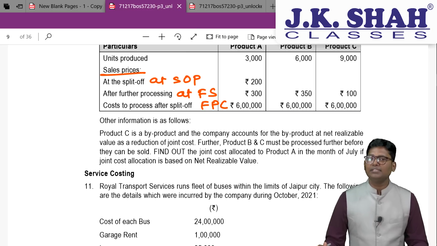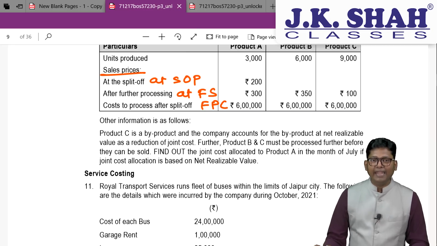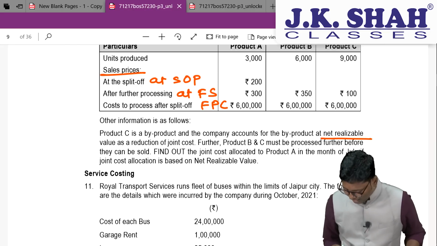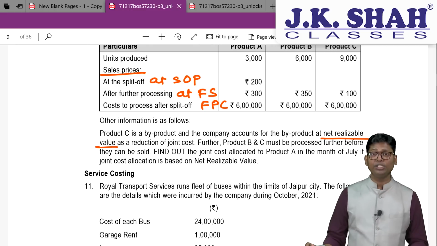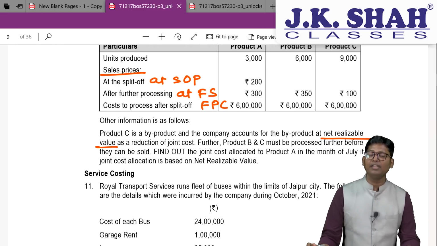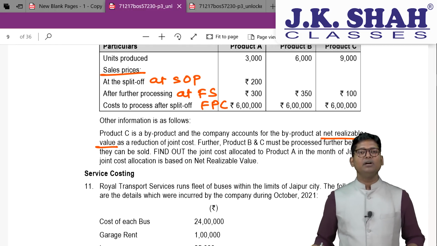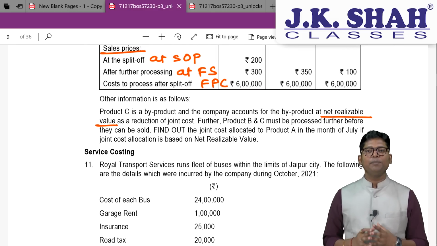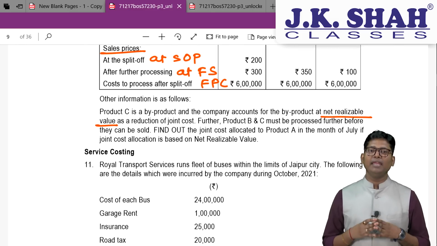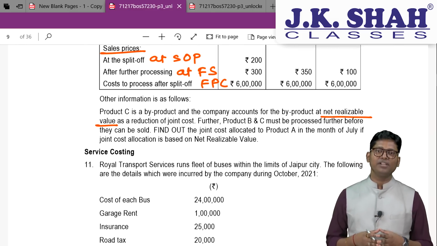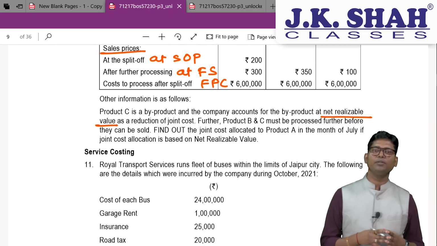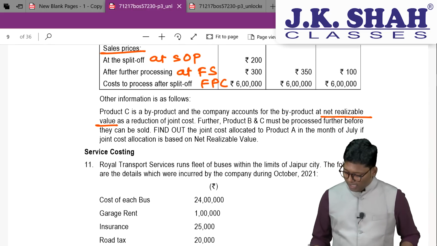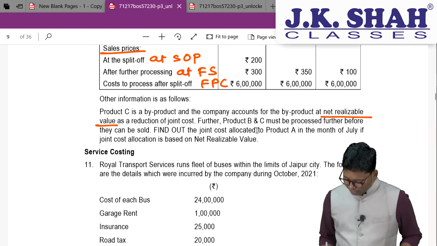Product C is a byproduct, and the company accounts for the byproduct at net realizable value. So they are apportioning the byproduct at NRV as a reduction of joint cost. Products B and C must be processed further before they can be sold. So further processing is required, and it is a must as far as products B and C are concerned. The question is asking us to find the joint cost allocated to product A in the month of July.